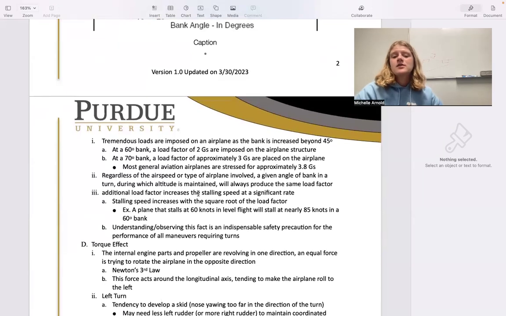Regardless of the airspeed or type of the airplane involved, a given angle of bank in a turn during which altitude is maintained gives the same load factor. So that's important. If you bank the plane 60 degrees, but are then descending, you're not going to feel that load factor. So this is maintaining altitude.